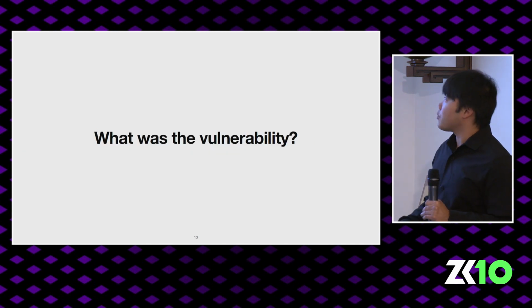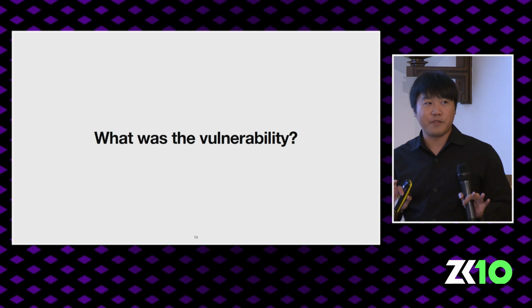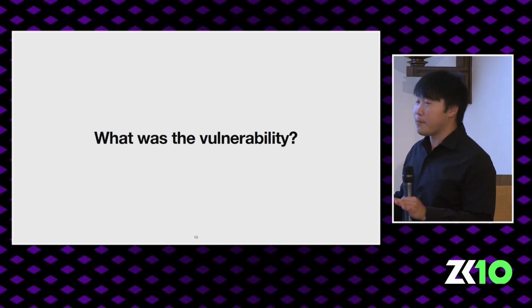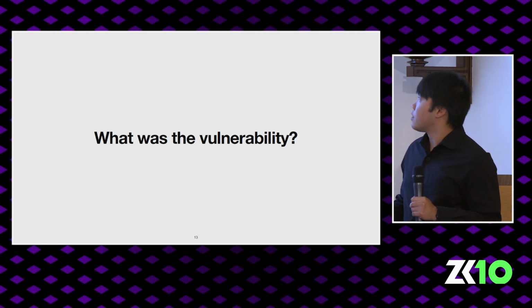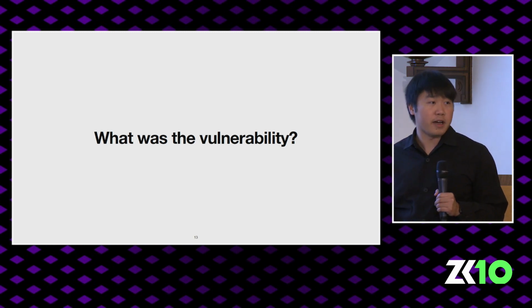Cool. So now that we have a rough intuition, hopefully, about how the IVC prover operates and how the IVC verifier verifies the execution, what was the vulnerability that happened in the modified IVC scheme?